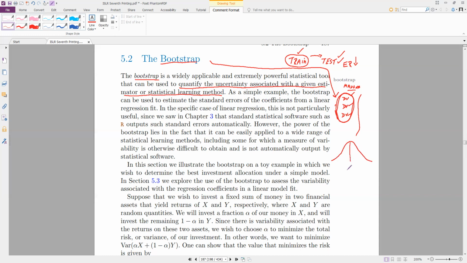Let me just draw a sampling distribution of the mean. So the mean of all means is equal to the mean. I'm just doing a sampling distribution of the mean, and we know that the standard error of that distribution is sigma over square root of n.